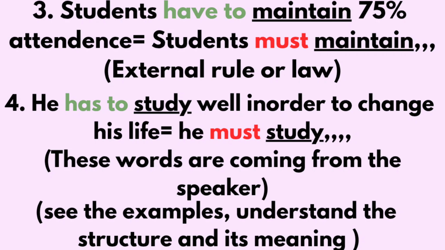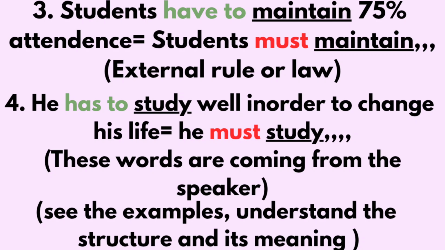Another two examples. Students have to maintain 75% attendance, equals to students must maintain, equal to students have got to maintain 75% attendance. If any student is found with very low attendance, then he will get punishment or he will be asked to pay some amount like a fine, right? Like an external rule or law.